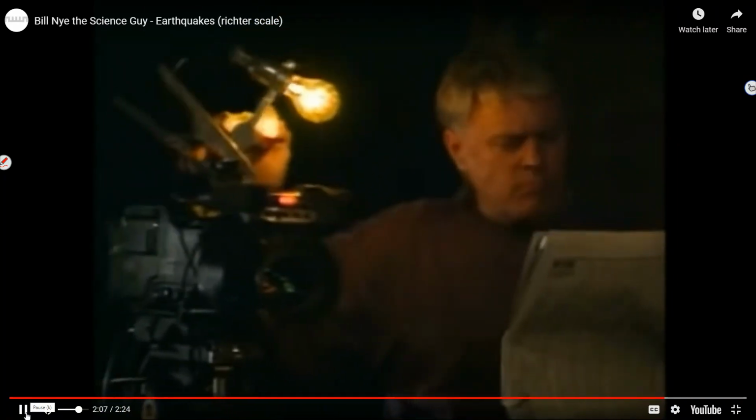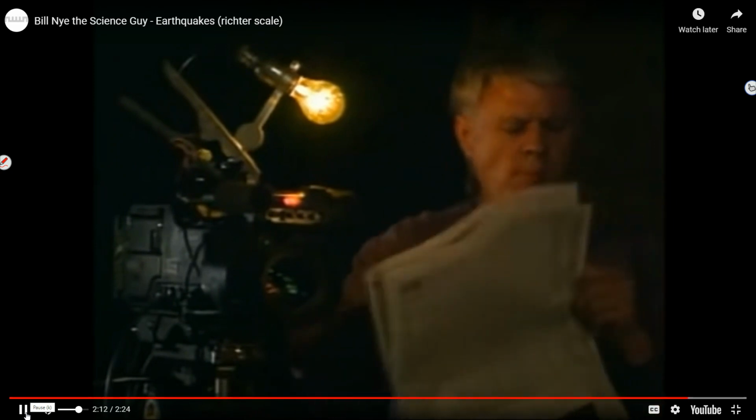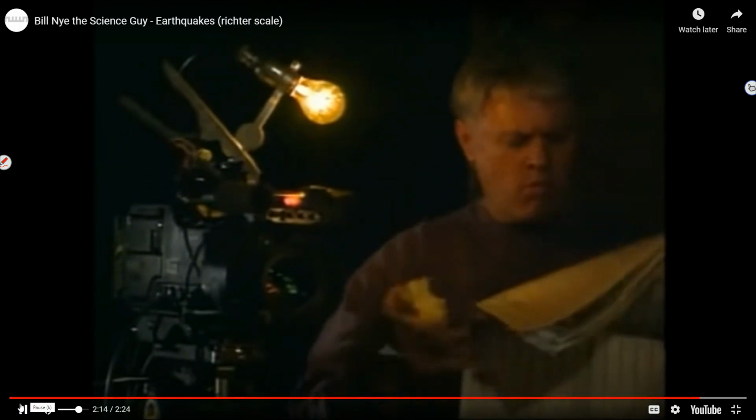Now, since Richter came up with this, a lot of other scales have come along. But they all work in about the same way. The bigger the magnitude, the bigger the earthquake. And the bigger the energy there is to knock stuff over.